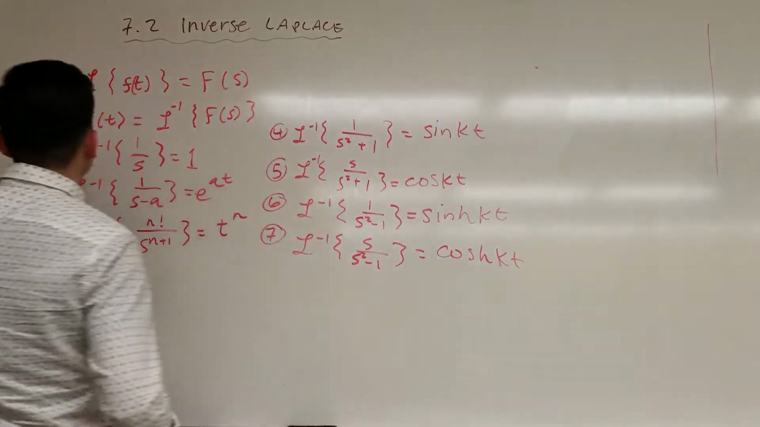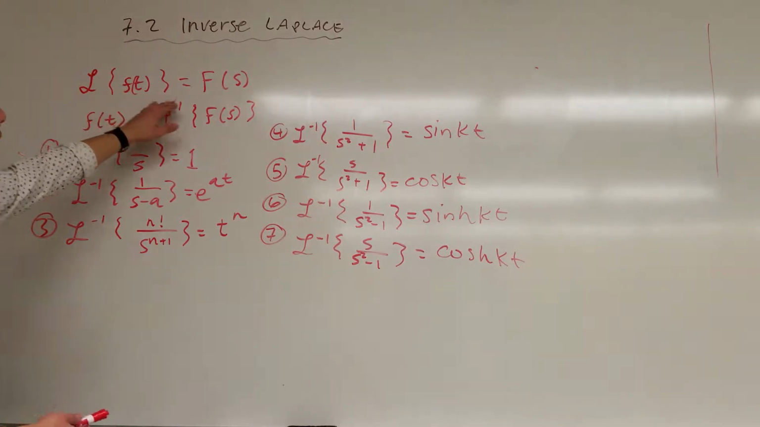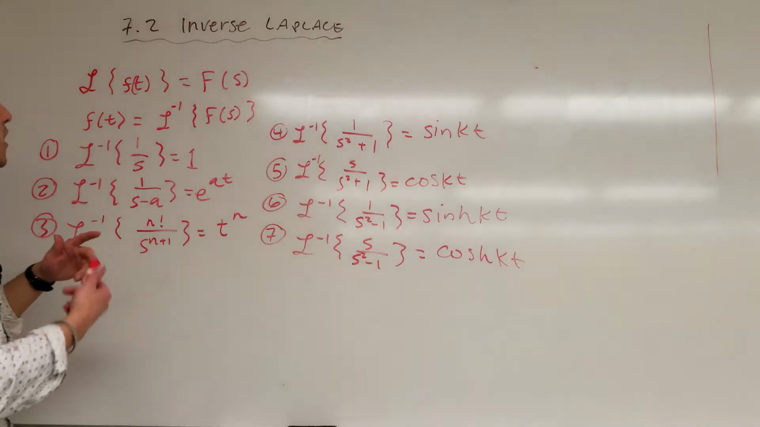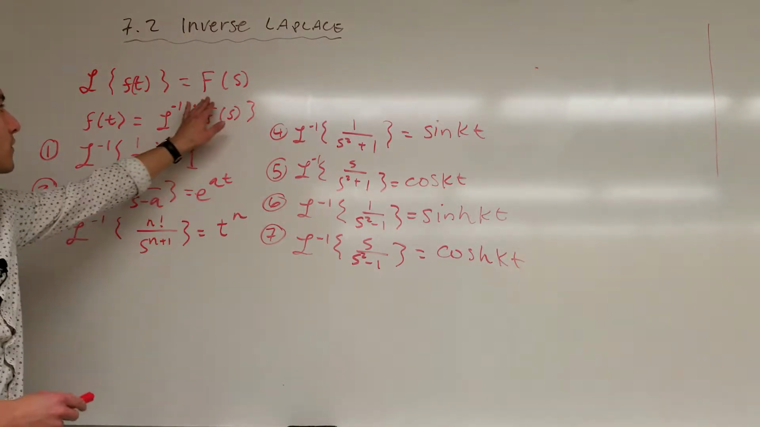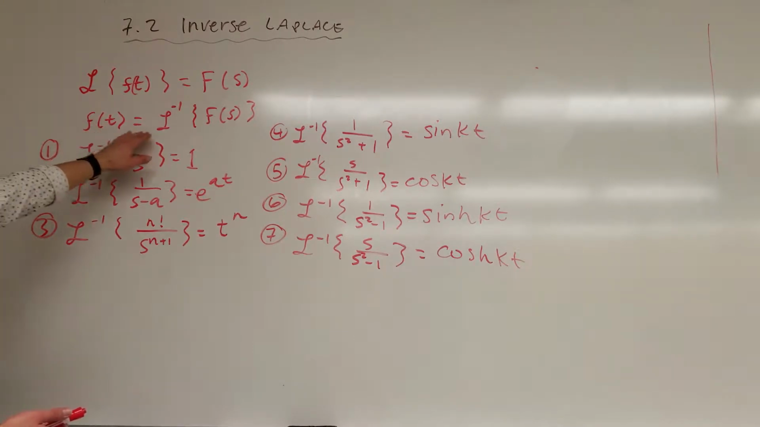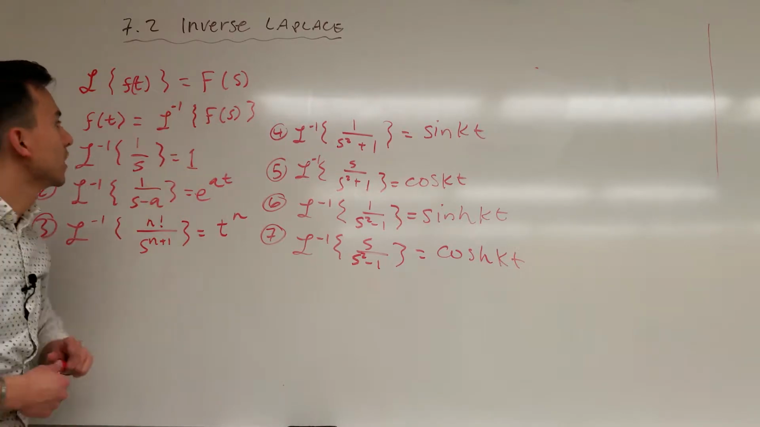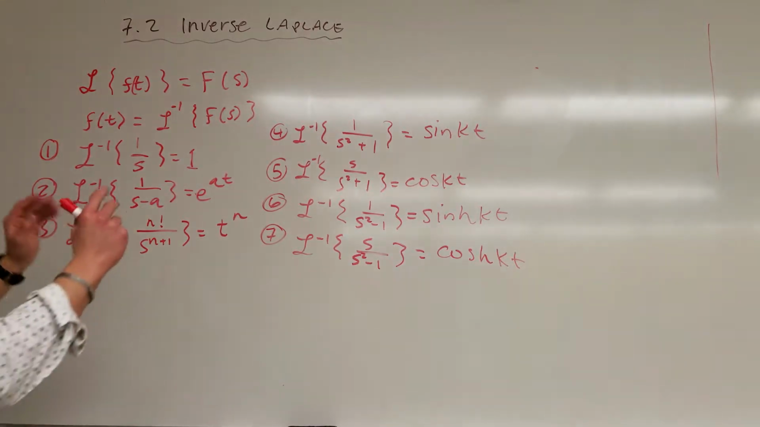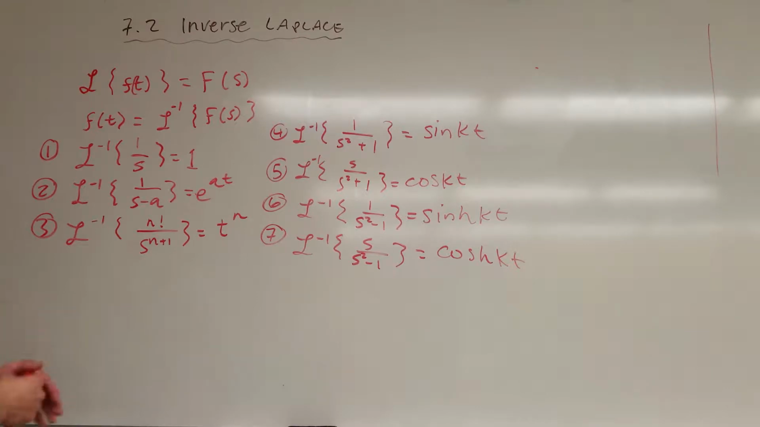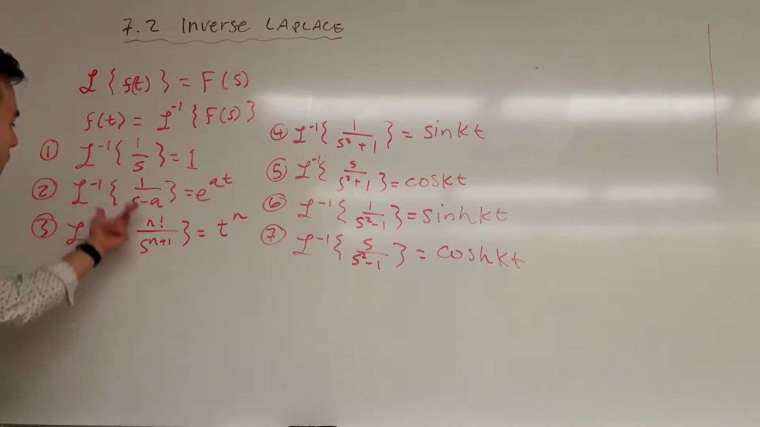So if we see here, like we did last time, we took the Laplace of a function of t, and that just gave us a function of s, capital F of s. And so basically, a function of t is equal to the inverse Laplace of this capital F of s. So these are our functions that are the inverse. So the inverse Laplace of 1 over s is 1, and so forth.